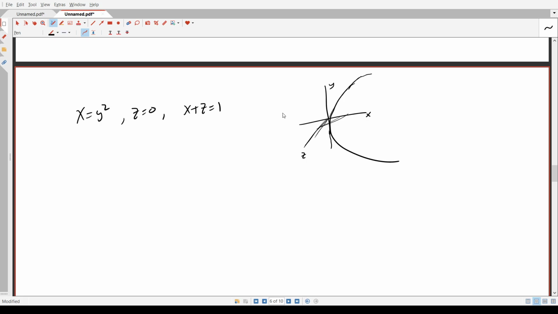Oh, no, no, no. Hold on. Sorry. If we're in 3D, x equals y squared is the same for any value of z. So that's going to look like, I cannot draw this. Basically, it's going to be this, but translated the same way. So it's kind of like a long channel or something. Okay.